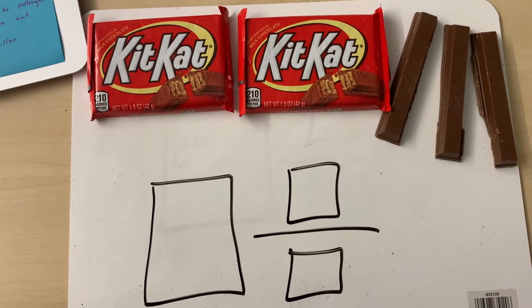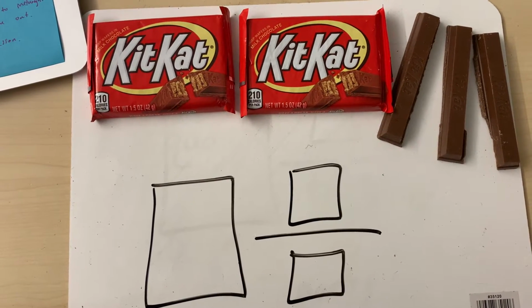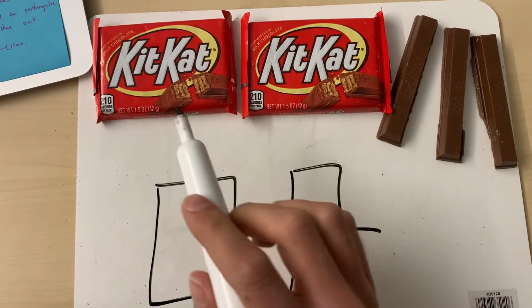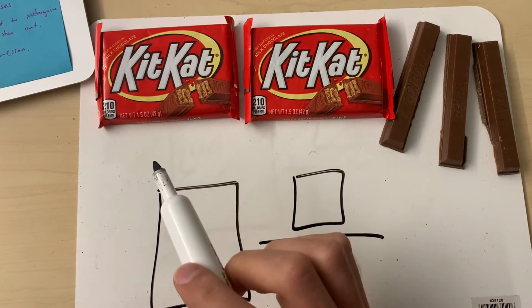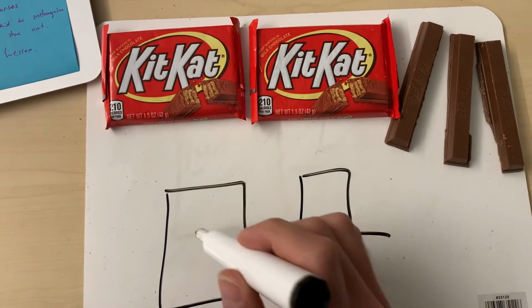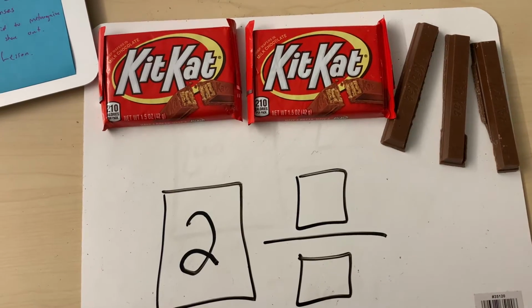The easiest thing to figure out is my whole number. How many Kit Kats do I have? How many whole Kit Kats do I have? Well, let me just count how many Kit Kats are already still wrapped. 1, 2. Okay, so then my whole number would be 2. I have 2 Kit Kats.